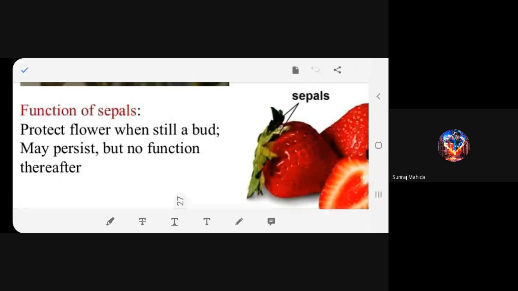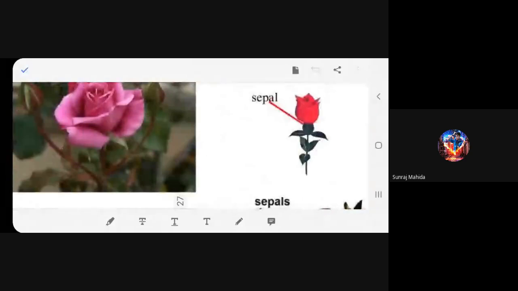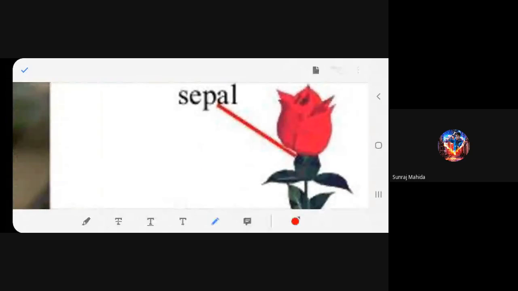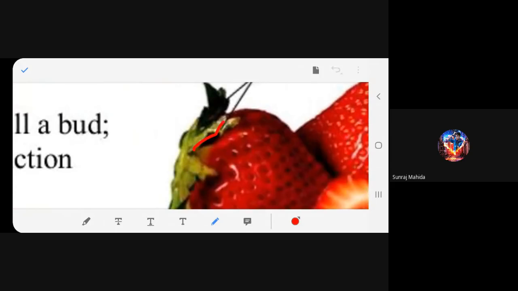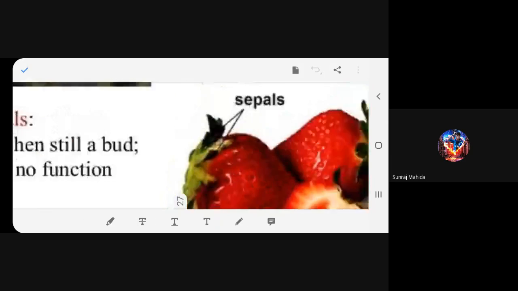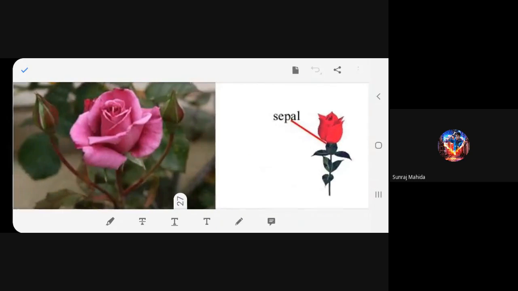Now, these are the sepals. I will show you what the sepals are. This is a bud. Can you see the bud, beta? Yes, like this, the green leaves you can see. These are called the sepals. Small green leaves at the bottom of the flower are called sepals. Strawberry also you can see over here. These are sepals. You can see this. These are small leaves at the base of the flower called sepals. So they are the green leaves.